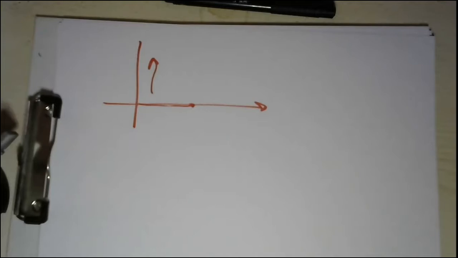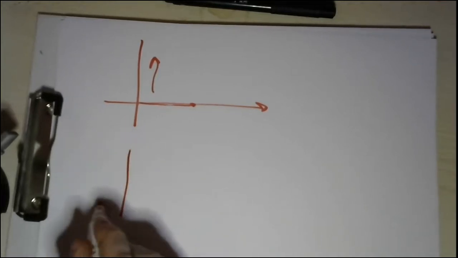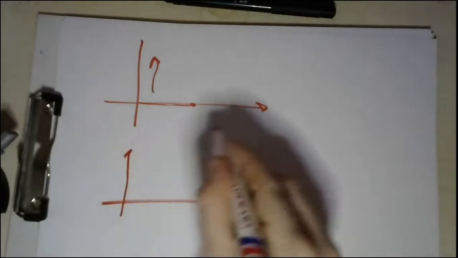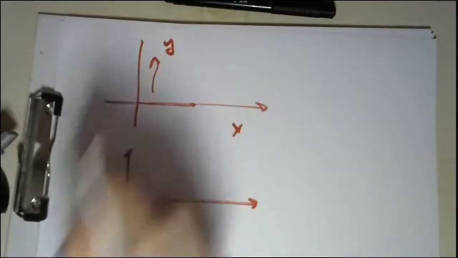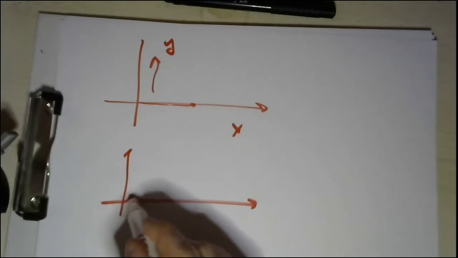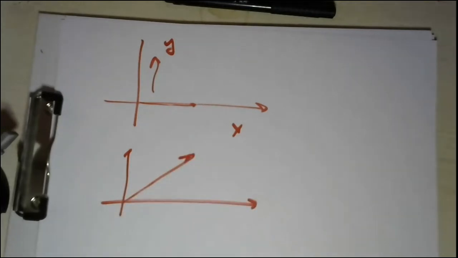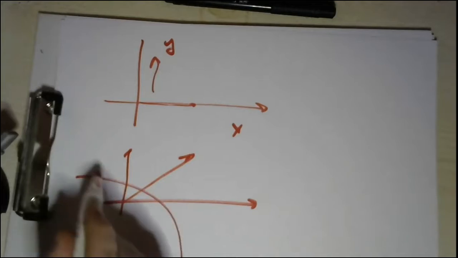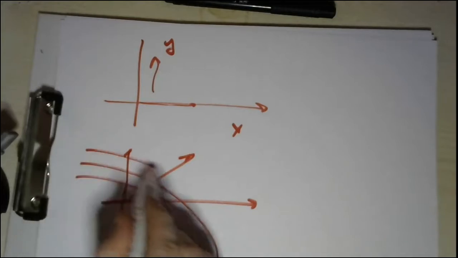Okay, so how should we express a phase function in the r direction? This is simply like that. Let's turn the x and y to be r and phi. What is the direction of r? This is the direction of r. So the phase changes in this manner.